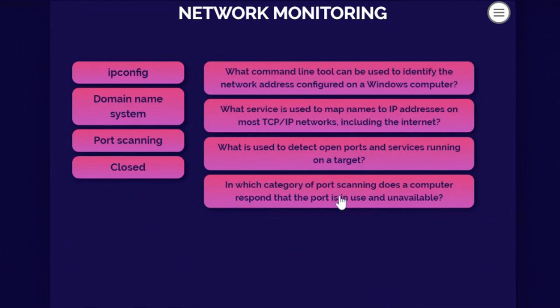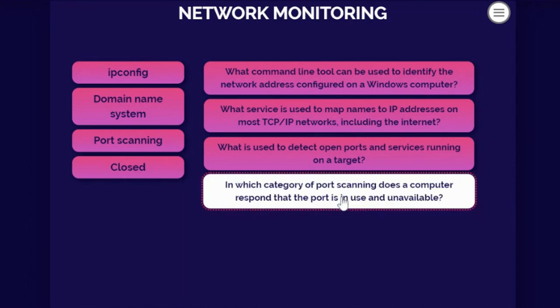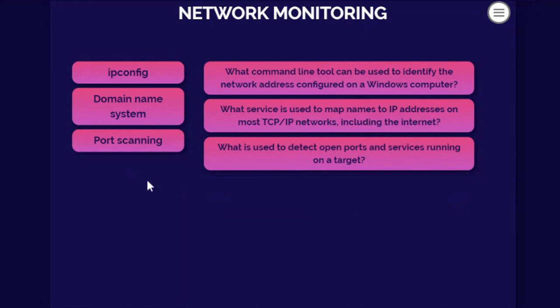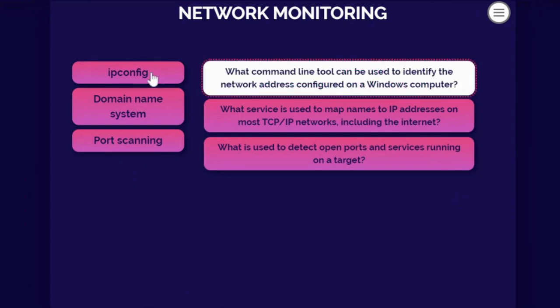Let's do the bottom one because it relates to the ones we've just been talking about. In which category of port scanning does the computer respond that the port is in use and not available? That was the closed port. Sorry, port's already in use. All right, so we got three things left here: ipconfig, domain name system, port scanning. What command line tool can be used to identify the network address configured on a Windows computer? That's the one I tried doing there, and my network has ipconfig blocked.